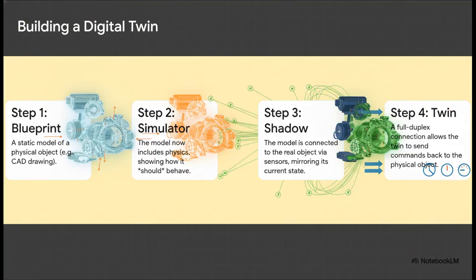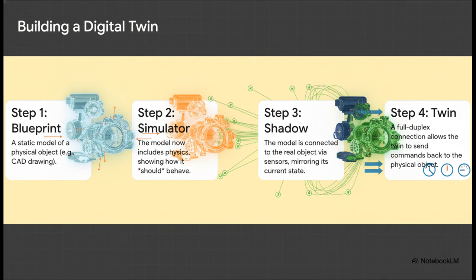Okay, so step 1, you start with a blueprint, a simple CAD drawing, a 3D model. It's static, it doesn't do anything. Now, for step 2, we add physics and time. Suddenly, it's a simulator. It can show us how the machine should work in a perfect world. Okay, now step 3 is a huge leap. We wire up the real machine with a bunch of sensors and connect them to our model. Now it's not just simulating, it's a digital shadow reflecting exactly what the real machine is doing right now.